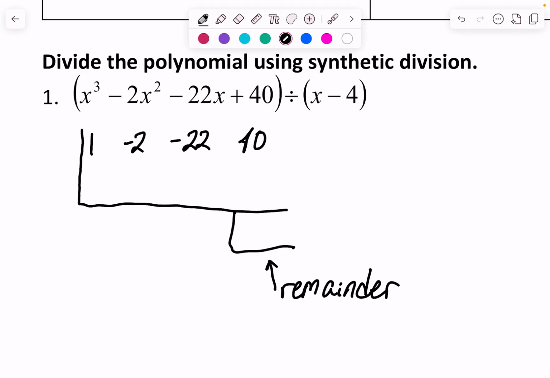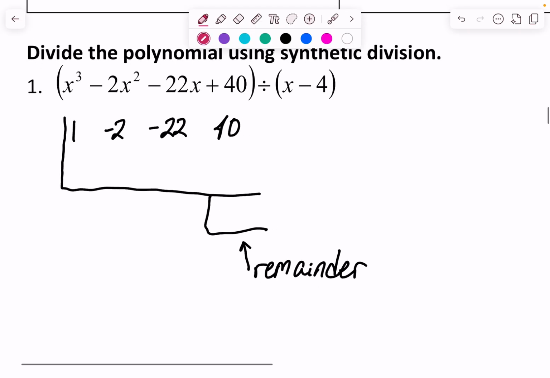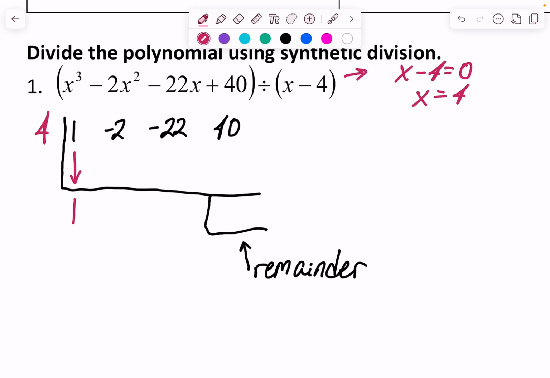Okay, and then we're going to take our divisor, set it equal to 0, and solve for x. So we'd add our 4 over, we'd have x equals 4. That's what's going to go on the outside. Okay, so then our first number comes straight down. We're going to take this number and multiply by our divisor, so the 4 on the outside, and write it in our next column.